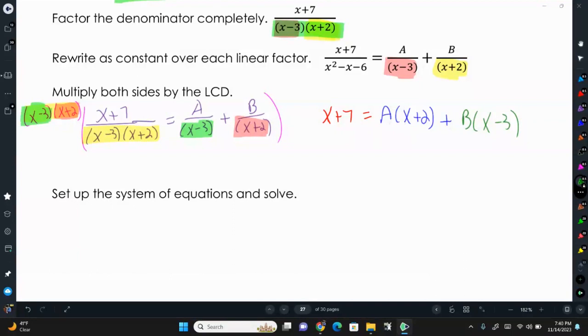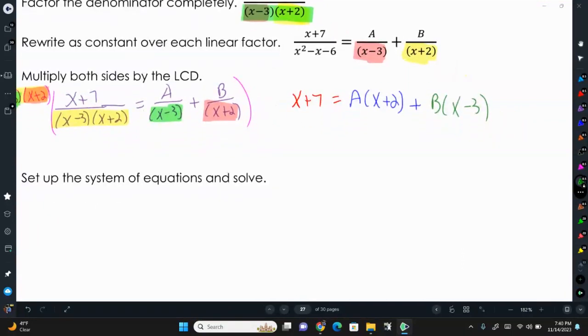Okay, so now from this point, we have a couple of options. We can substitute a value in for x, and then that will allow us to get B or A, depending on what value we can plug in, or we can distribute and set up a system of equations. I am more of a fan of substituting in a value.